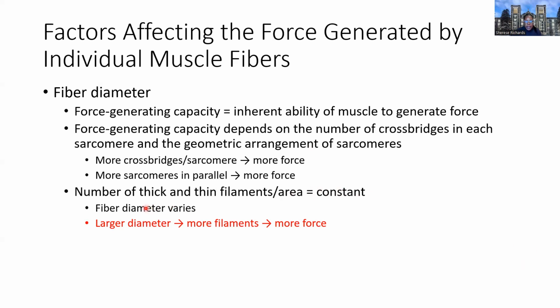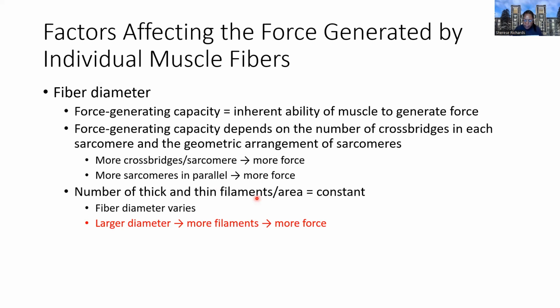We also want to think about how that relates to the overall diameter of the muscle fiber. Now, the number of thick and thin filaments is constant. We can't manipulate how many thick and thin filaments are on a muscle sarcomere. Okay, what we can do is change the diameter by adding more filaments.